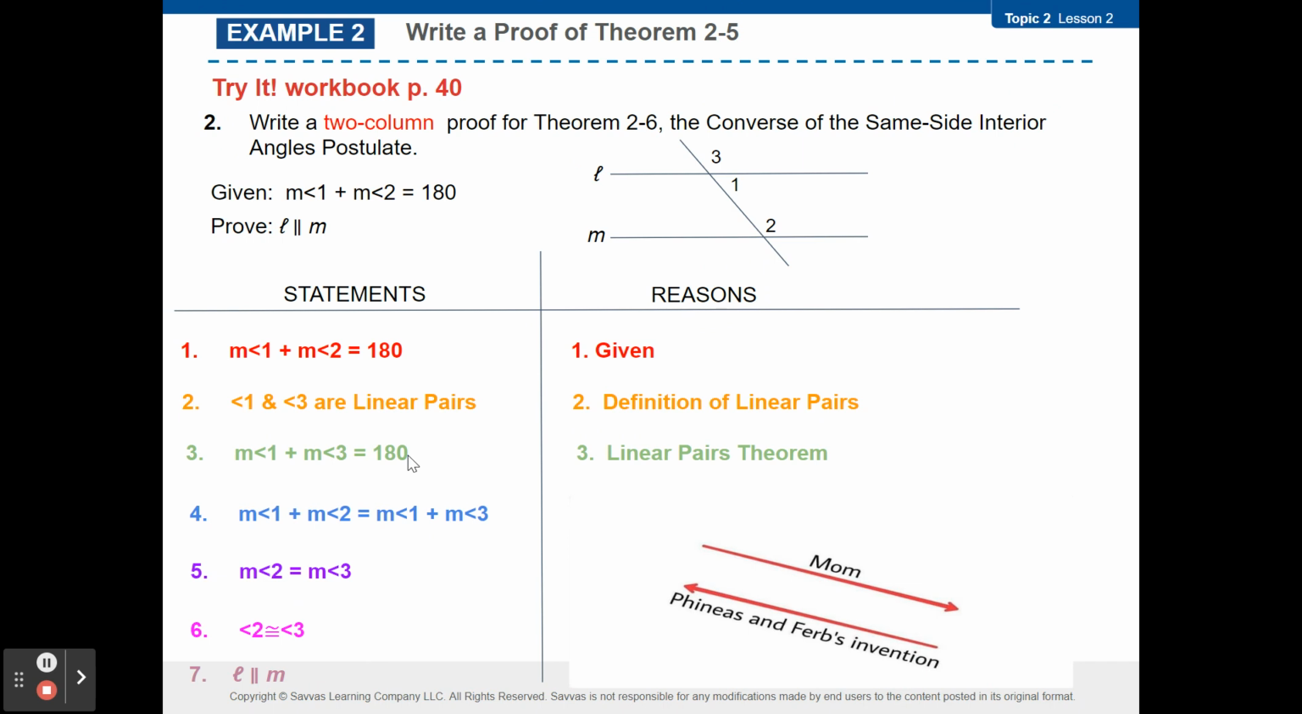Definition of congruent angles. Nice job. All right. So now that we know that angle 2 is congruent with angle 3, how can we prove the lines parallel? Someone new.